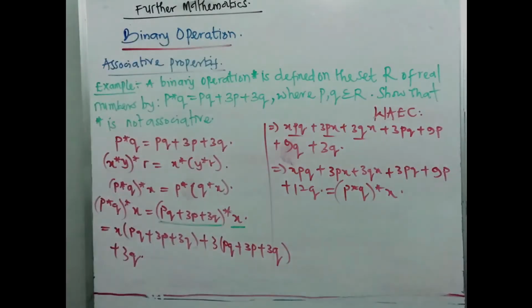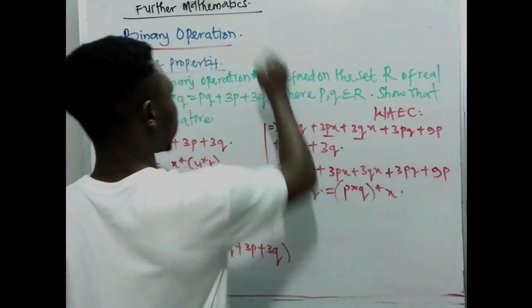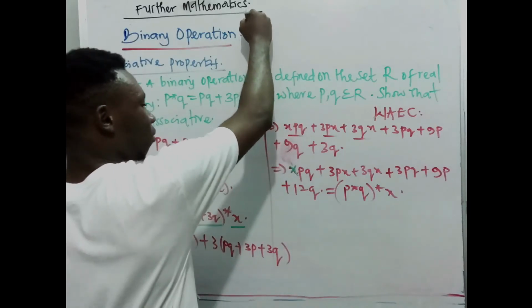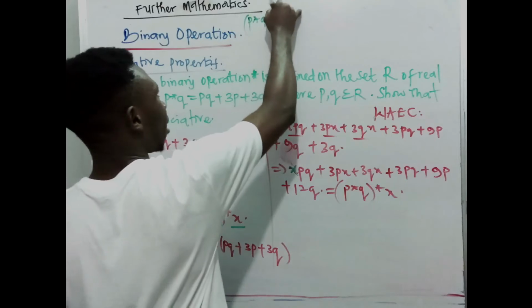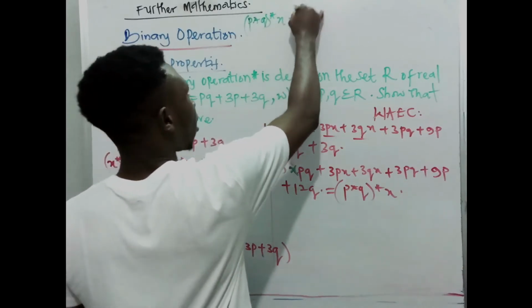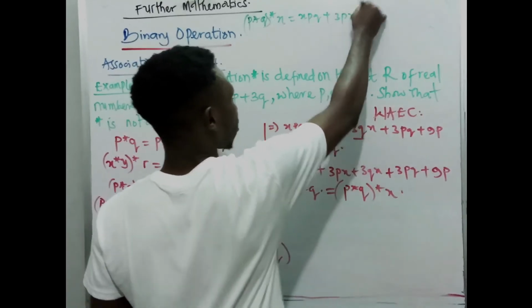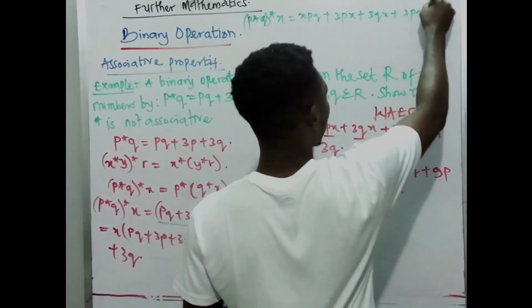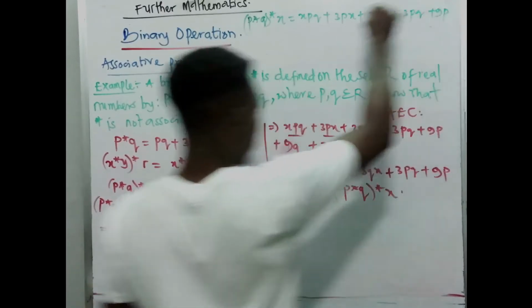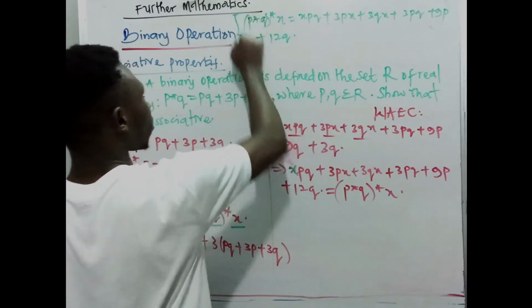Let us go for the other way around. I would like us to note it. What did it give us? P asterisk Q asterisk S gave us SPQ plus 3PS plus 3QS plus 3PQ plus 9P plus 12Q. This was what it gave us.